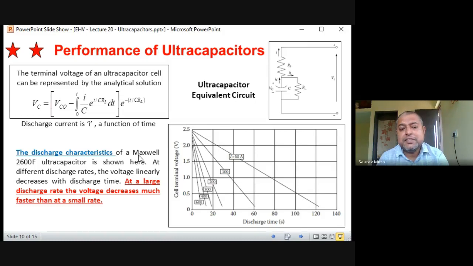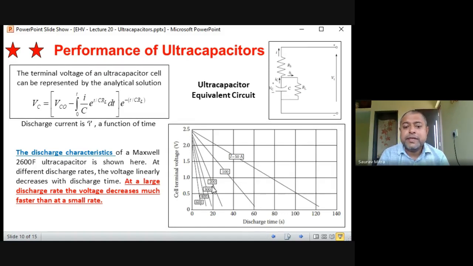The voltage linearly discharges with the discharge time. Okay, and remember that 120 seconds. So within 2 minutes, it is completely getting discharged. At a large discharge rate, voltage decreases much faster than at a smaller rate. So if the discharge rate is very fast, that is 100 ampere you are asking for, within 1 minute the whole ultracapacitor will get discharged.